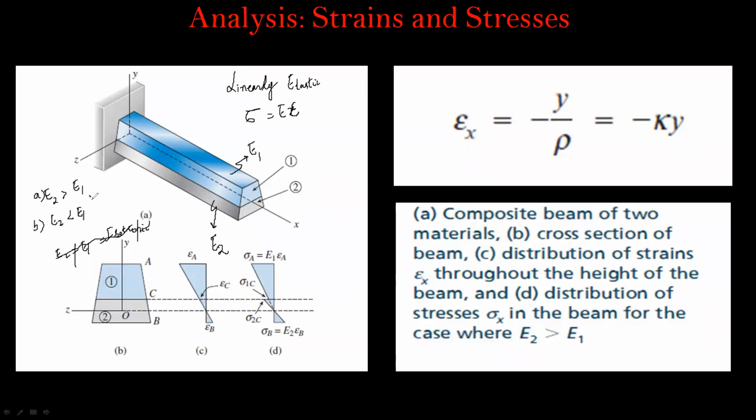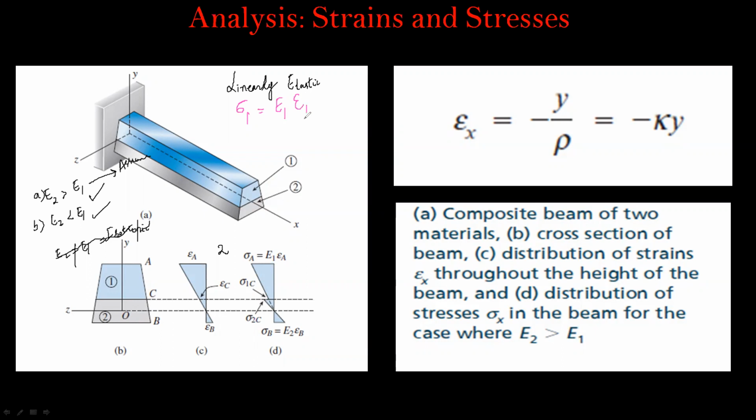We don't want this. We can have a case where either E2 is greater than E1 or E2 is less than E1. Let's take this assumption into consideration for some time. Let's assume that E2 is greater than E1. Then what will be the value of the stress in material 1? The value of the stress in material 1 will be sigma 1 equal to Young's modulus of elasticity of material 1, that is E1, times the strain in material 1, that is epsilon in material 1.